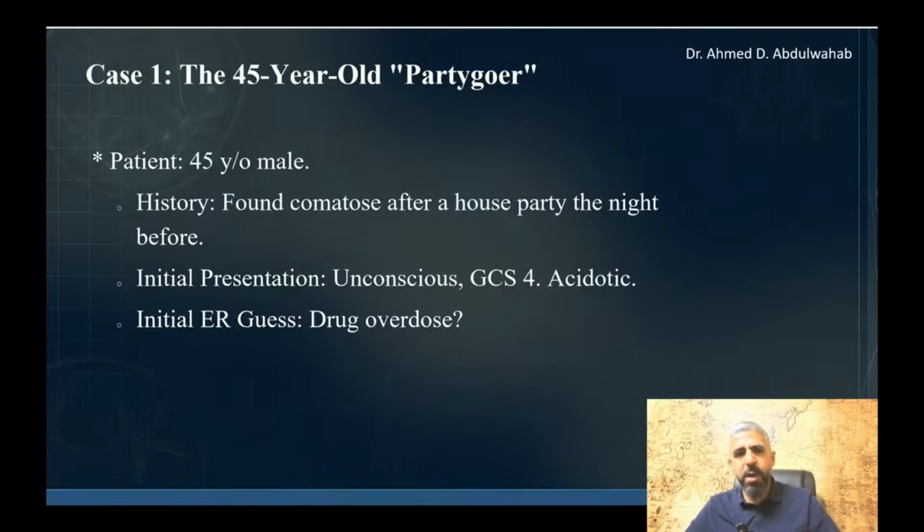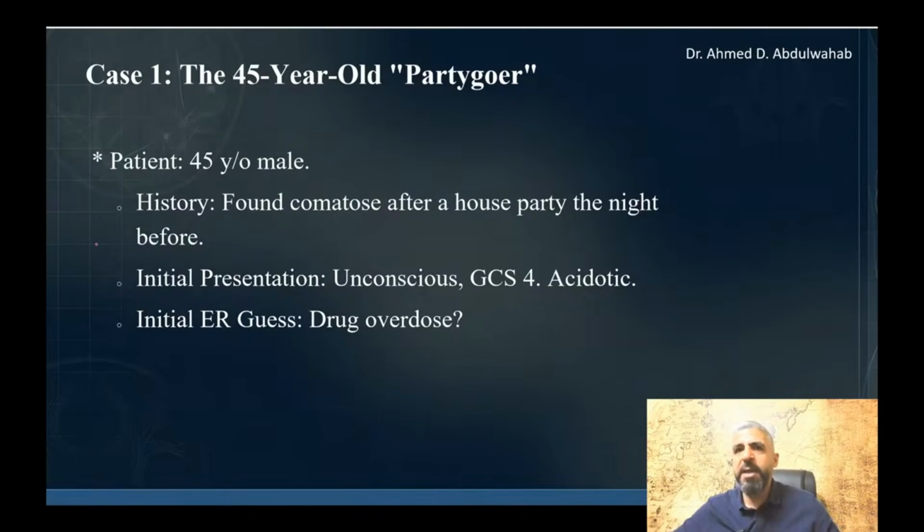The case number 1 is a 45-year-old partygoer. He was found comatose after a house party the night before. Initial presentation: unconscious, Glasgow Coma Scale of 4, acidotic. Initial ER guess, drug overdose. Again, this guy was found unresponsive after a party, acidotic. The ER is treating for standard overdose, but the patient is not responding. We are called in for a comatose neuroscan.